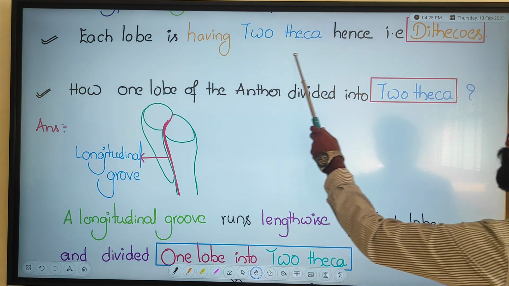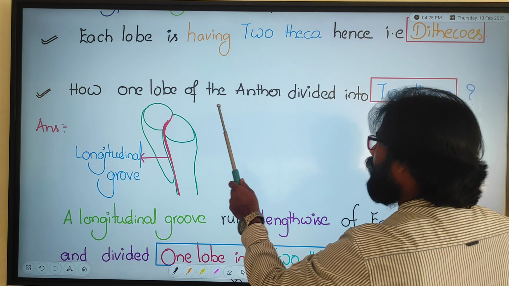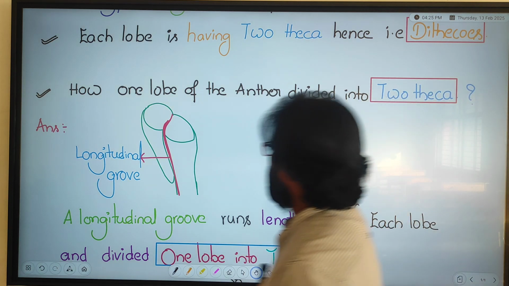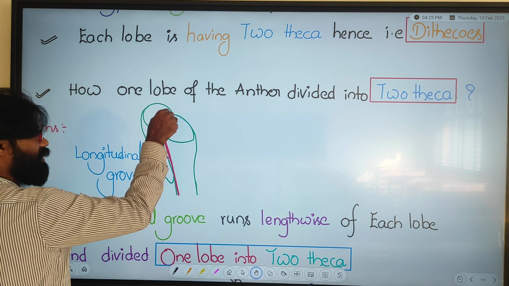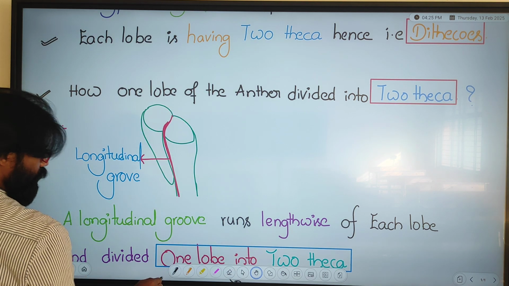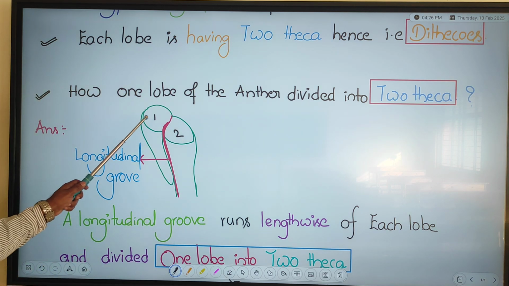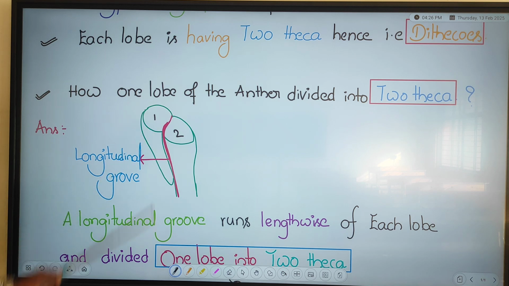Each lobe has two theca, hence it is dithecous. How is one lobe of the anther divided into two theca? You see that this is one lobe. Some kind of tissue travels longitudinally and forms the two theca, 1 and 2. So one lobe is divided into two theca.